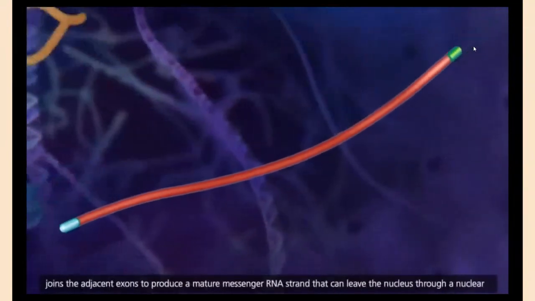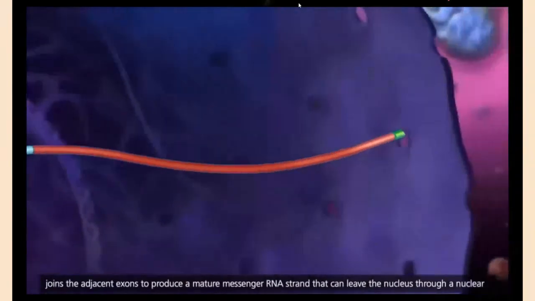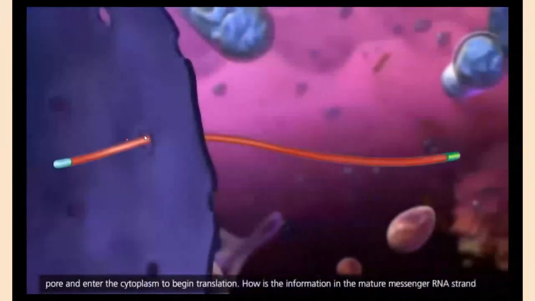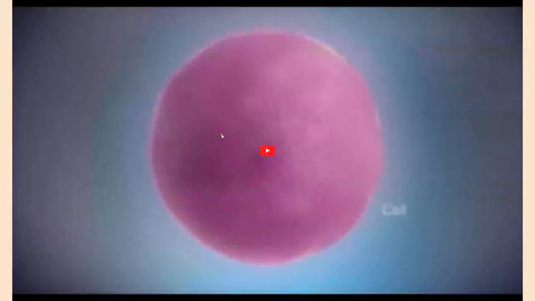So now we have what's called mature mRNA, and that poly-A tail and guanosine cap allow it to leave the nucleus. Now we can undergo translation inside the endoplasmic reticulum.